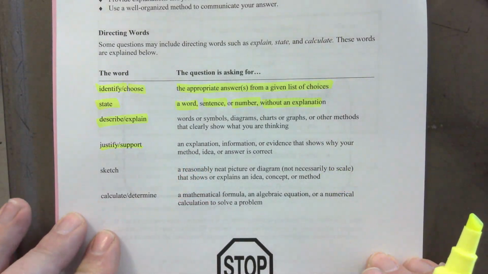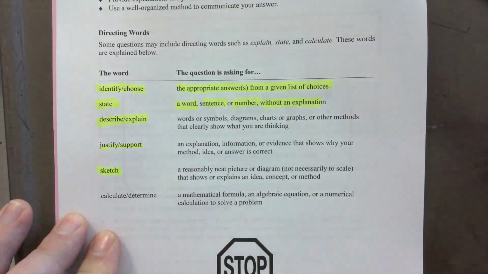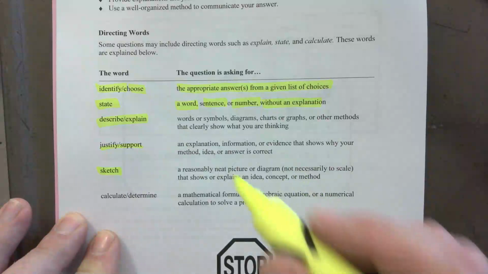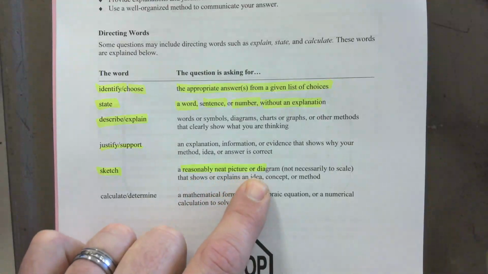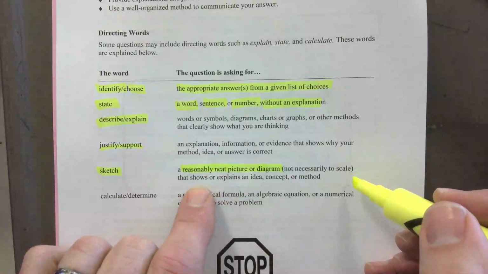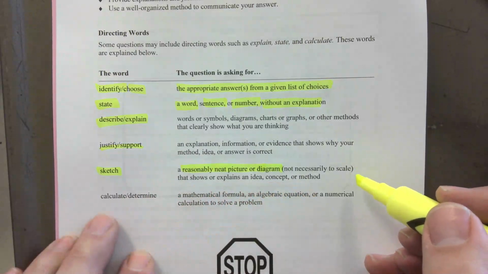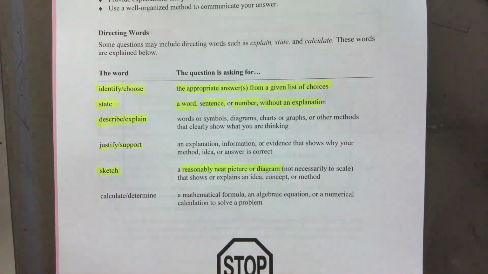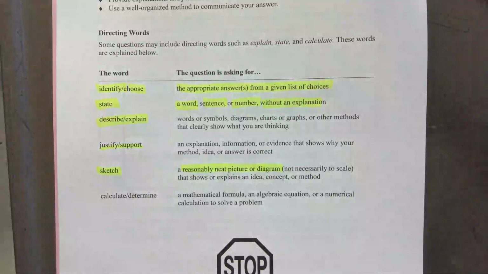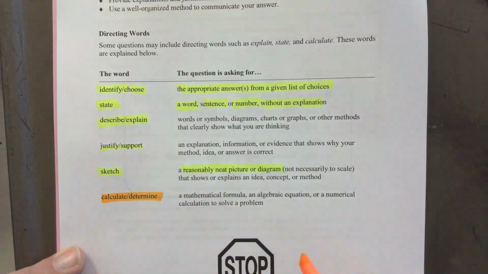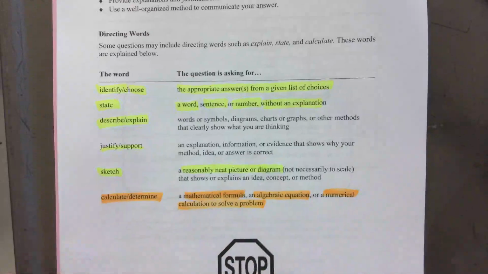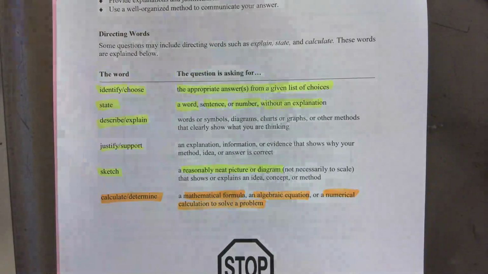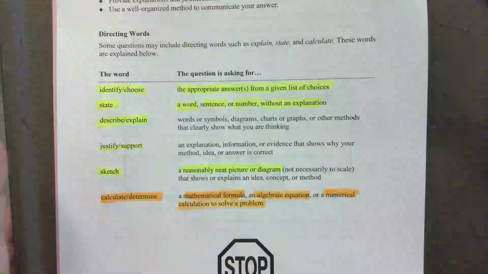Okay? If it says sketch, guess what? You need to sketch. You can also write. Watch this. I always chuckle at this. A reasonably neat picture or diagram. It doesn't have to be drawn to scale. That shows or explains an idea, concept, or method. And this is the most important one. If you want full marks, if it says calculate, you have to calculate. Okay? You have to use a formula, right? Algebraic equation, some sort of numerical calculation to solve the problem. It means show your work. Okay? So these are the words that I'm going to kind of highlight as we go through this.